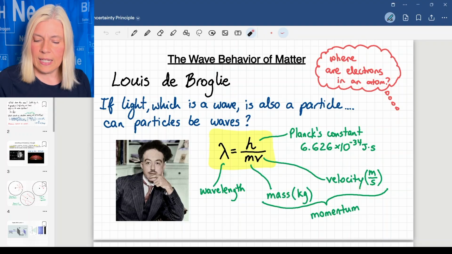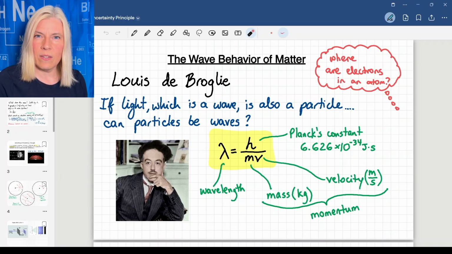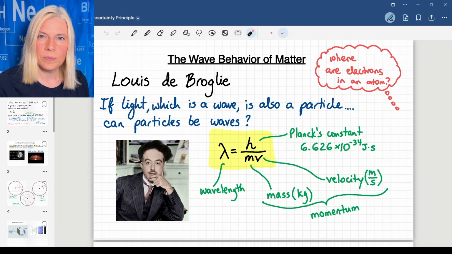Well, if you took physics, mass times velocity is momentum. That's a very specific thing about a particle, right? So particles have momentum. And now he says if you take Planck's constant divided by momentum, you will have a wavelength of that particle, which is crazy. But how is this helping us answer the question: where are electrons in an atom? Where is this going? Let's go.